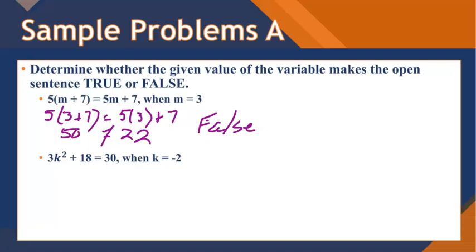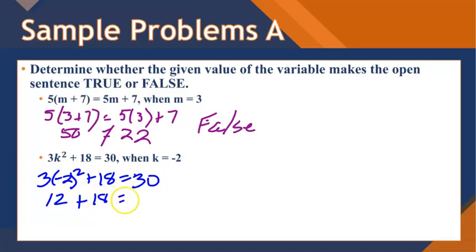Next, 3k squared plus 18 equals 30 when k is -2. So let's test that out. We have -2 squared is 4. 4 times 3 is 12. And if I add 18 to this side, 18 plus 12 is 30. 30 still does equal 30. So this statement is true. And we can say that -2 is a solution to that equation.